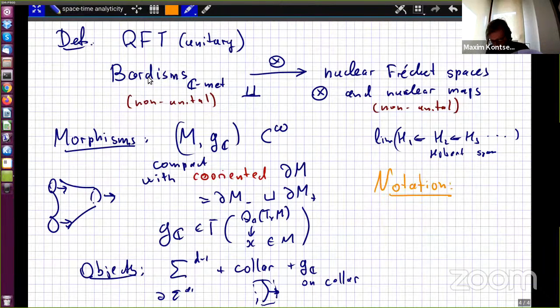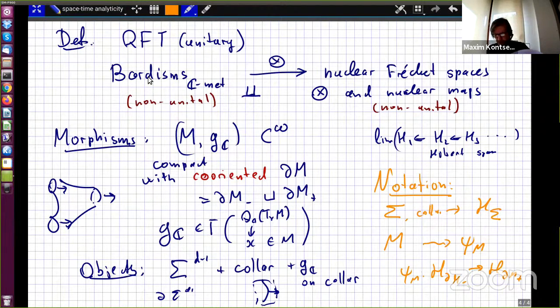Notation: if I have a variety with color and metric, then the object associated by this functor, denoted by H sigma, is not a Hilbert space, just a nuclear Fréchet space. And if I have a manifold with a boundary, then I associate psi M, and psi M is a map from the Hilbert space of, let's say, the negative part of the boundary to the positive part of the boundary. If it is only output, it will be a vector in some space. It will be like a wave function.